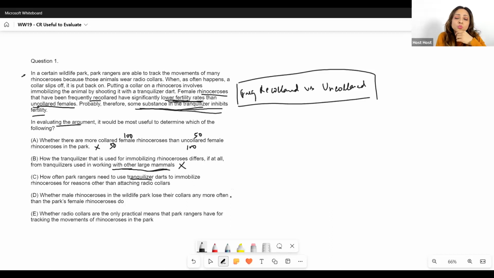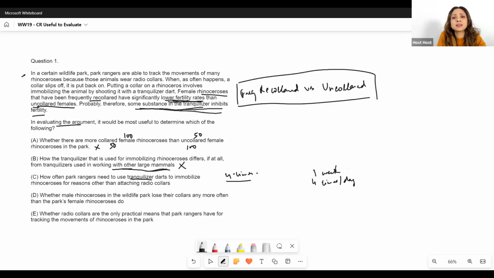All right, so now think about it. What if the tranquilizer darts are used every time a rhinoceros is given food or medicine? Maybe, let's say, 4 times in a day, and recollaring is done, let's say, once in a week. Does it matter if every rhinoceros gets a dart 4 times a day and recollaring is done once in a week only? Then does it matter that the frequently recollared ones have a lower fertility rate? Is the tranquilizer responsible for it? Doesn't seem to be, right?